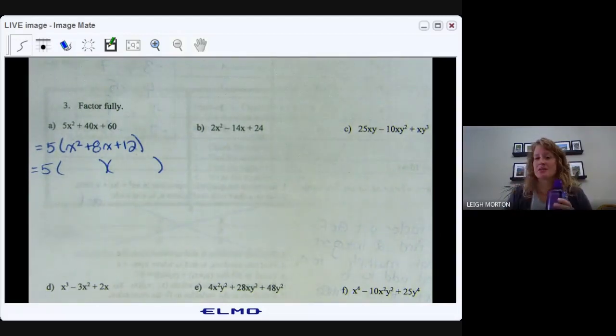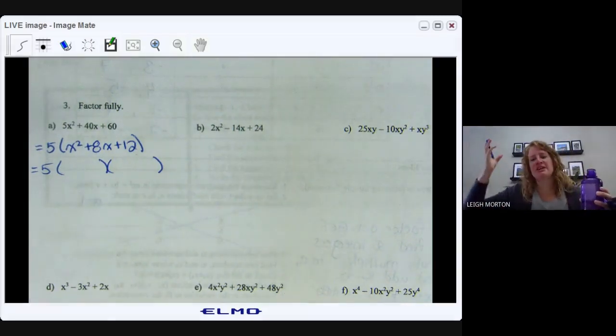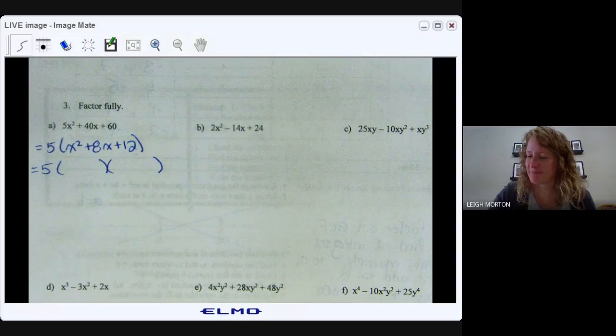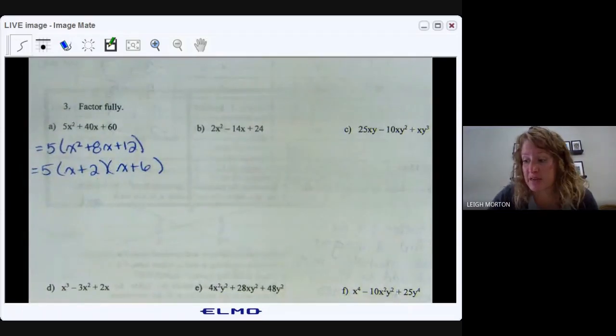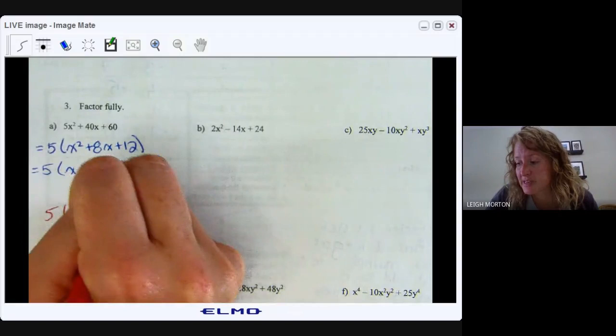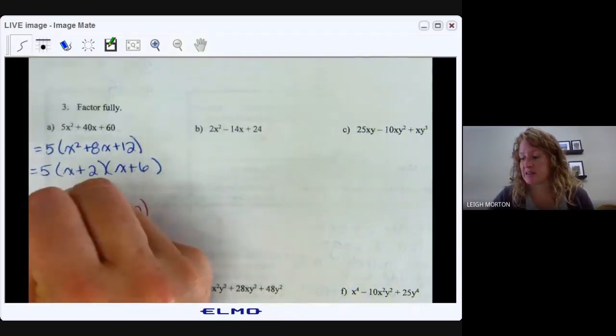Don't forget our greatest common factor, Anna. Good, Opie. Oh, Opie, you forgot your addition and subtraction signs. Kendra, good, you're missing a close bracket. So that would be 5 times x plus 2 times x plus 6. Could I have written it as 5 times x plus 6 times x plus 2? Yes. Same thing.